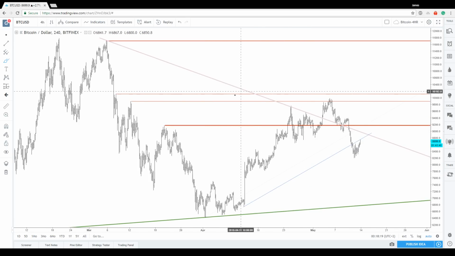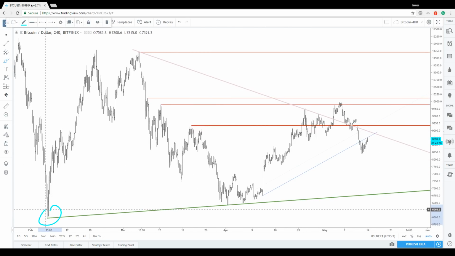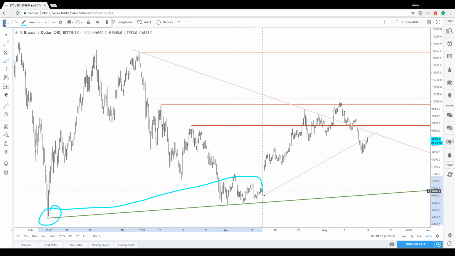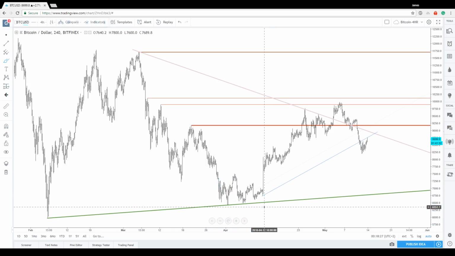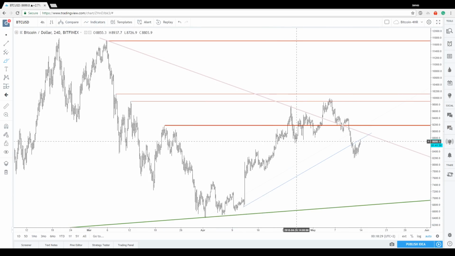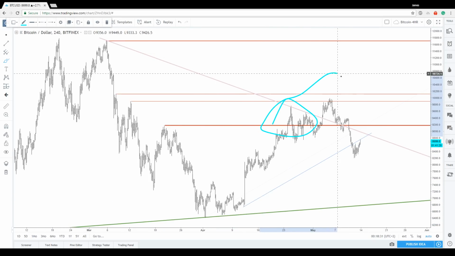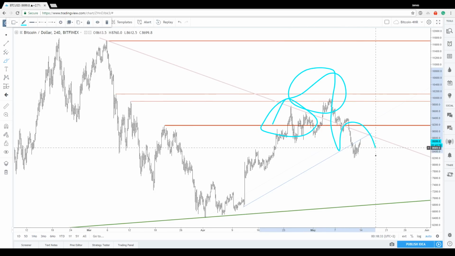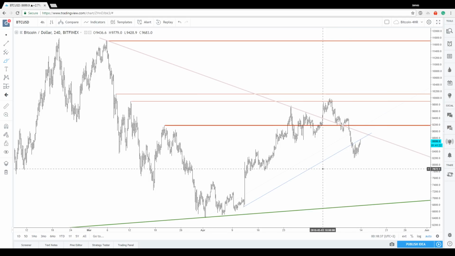So now what we've done is created a 6,000 low right here. Okay, we created a 6,400 or 6,425 on Bitfinex. So we have higher lows. Okay. We have a higher high, another higher high. As long as this provides a higher low, then what we have is the beginning of a bull market.